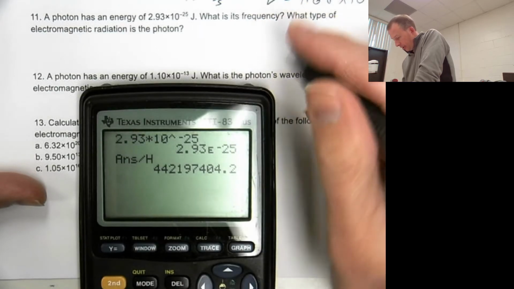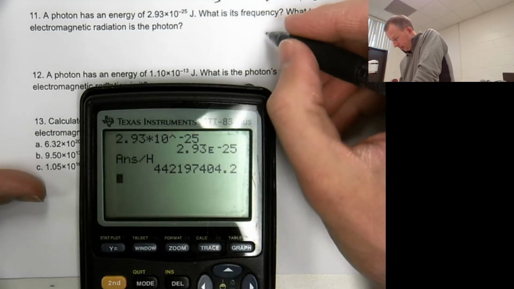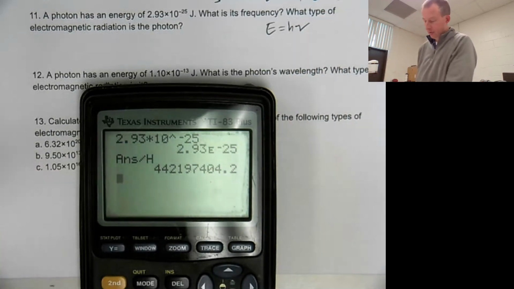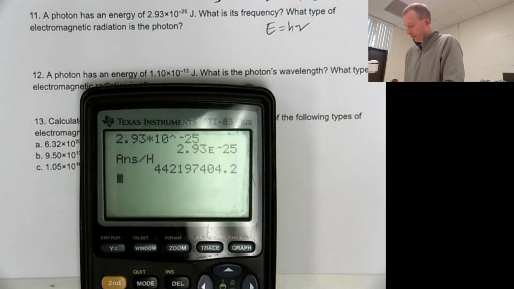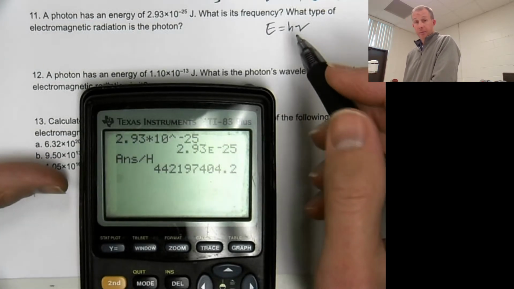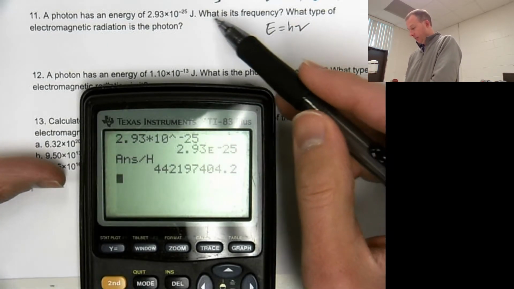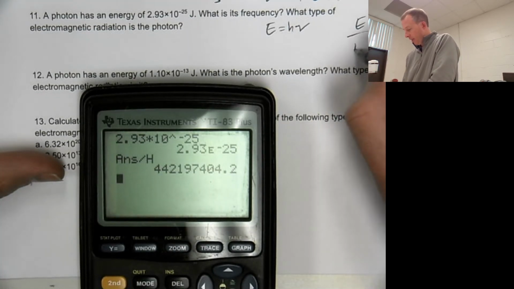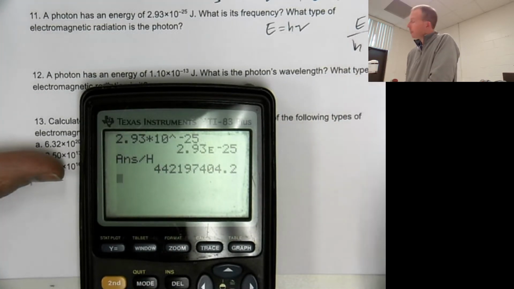So for this one, this is a little different, so I'll show you this one. So energy is equal to H times V. Energy is equal to Planck's constant times frequency. In this case, you've got your 2.93 times 10 to the negative 25th. That's your energy. So you're going to do energy divided by H is equal to frequency.